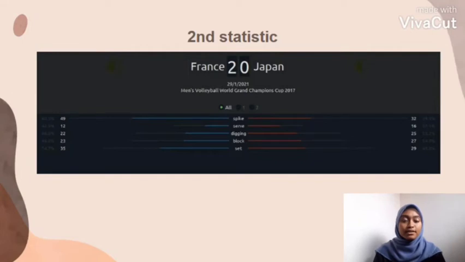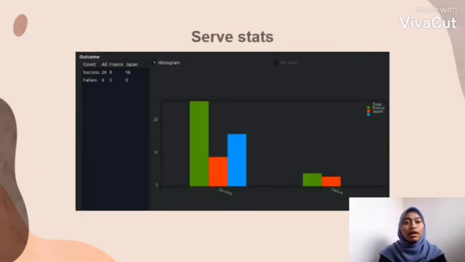Next, we look at the second statistic. In set 2 of this volleyball game, we can look at the total points, France versus Japan, in which France got 2 points while Japan got 0 points. And then we look at the success and failure for the 5 indicators. First, we look at the serve stat.